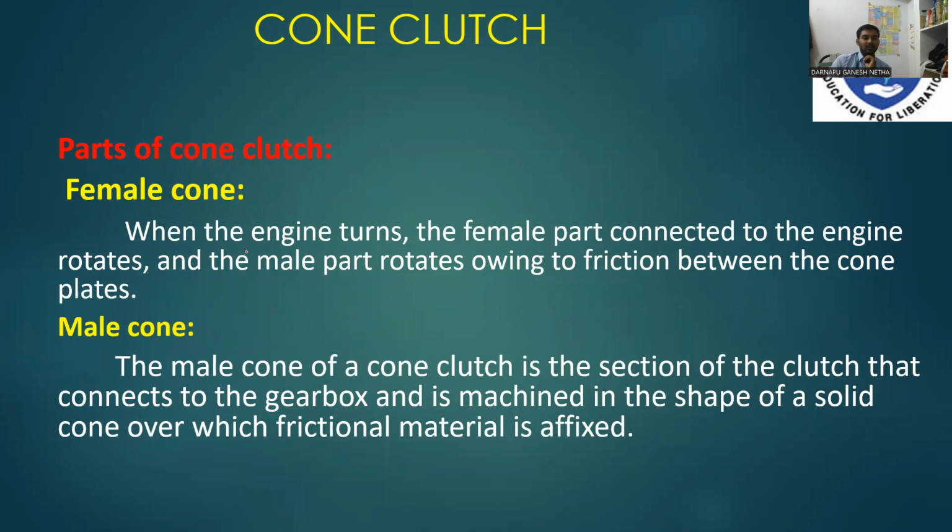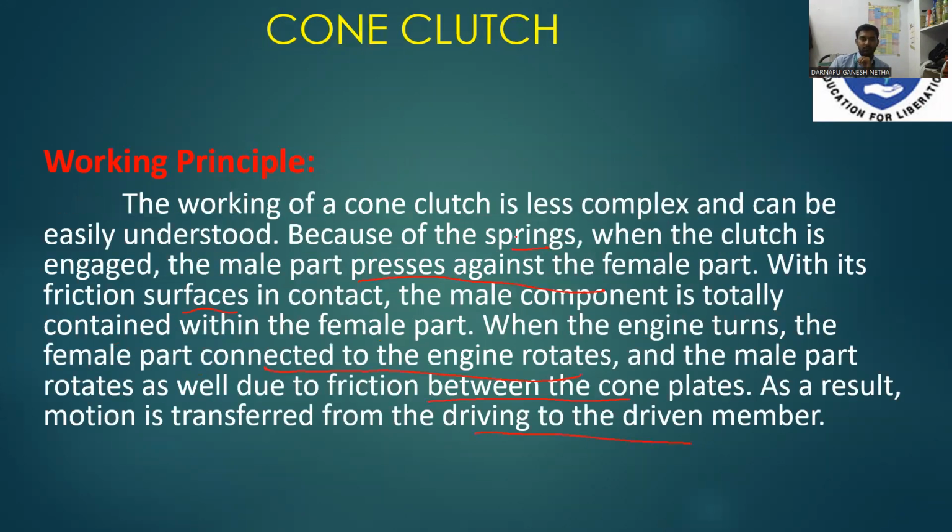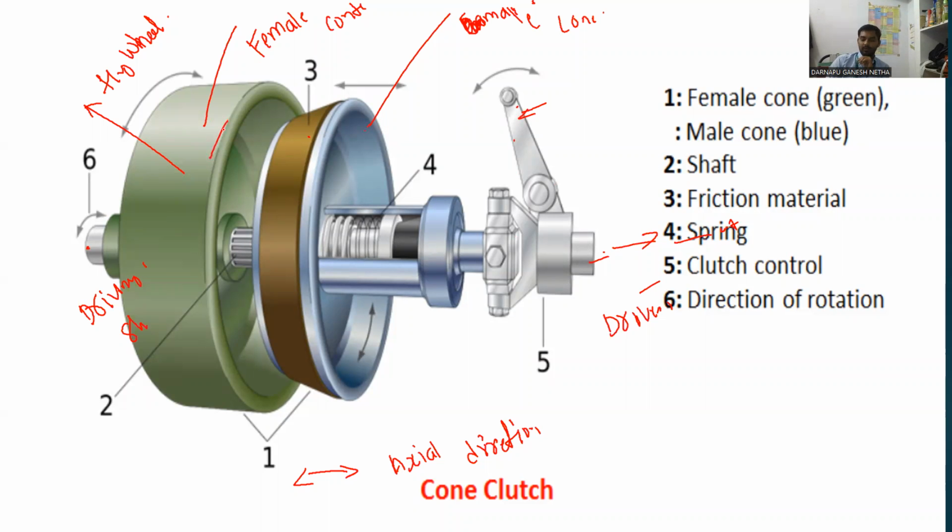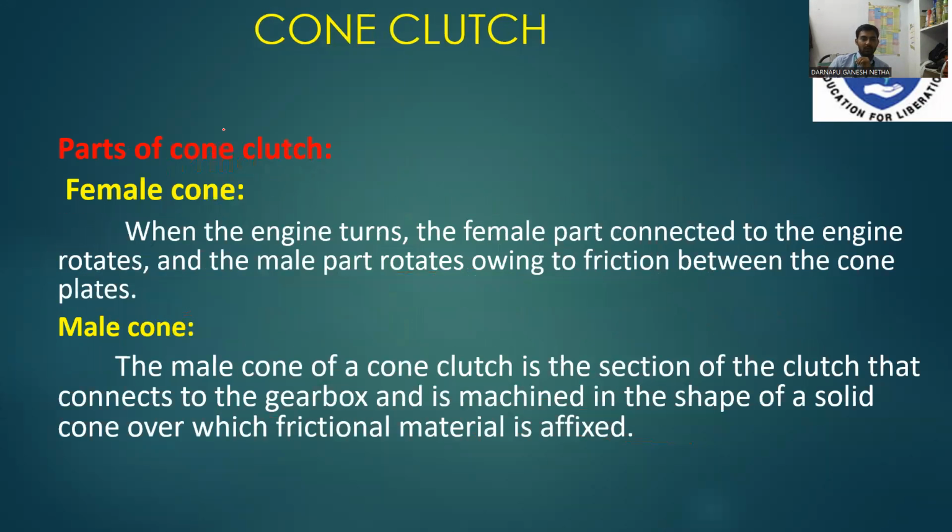Parts of the cone clutch. This is the female cone. When the engine turns, the female part connected to the engine rotates the male part due to the friction between the cone plates. Male cone: the male cone of the clutch is the section of the clutch that connects to the gearbox, in the shape of a solid cone over the frictional material of the clutch.